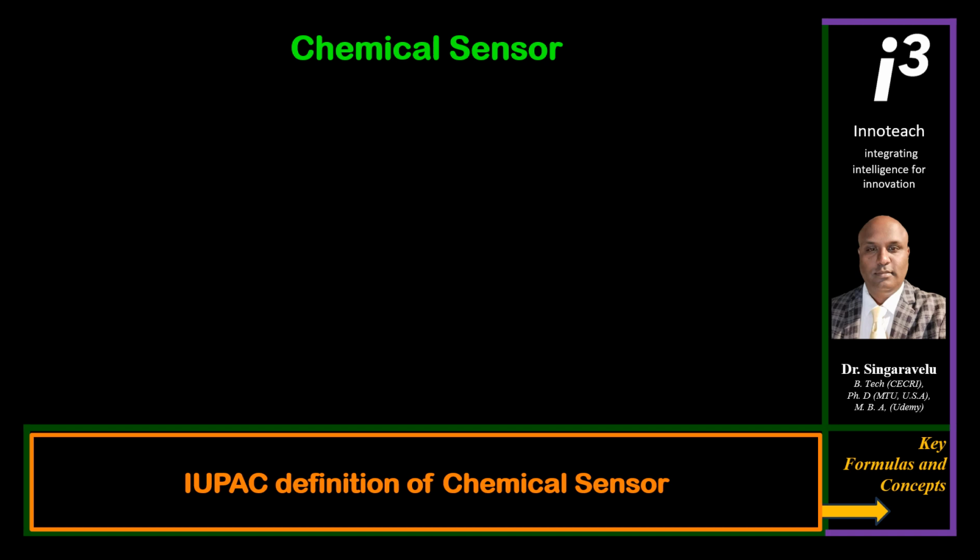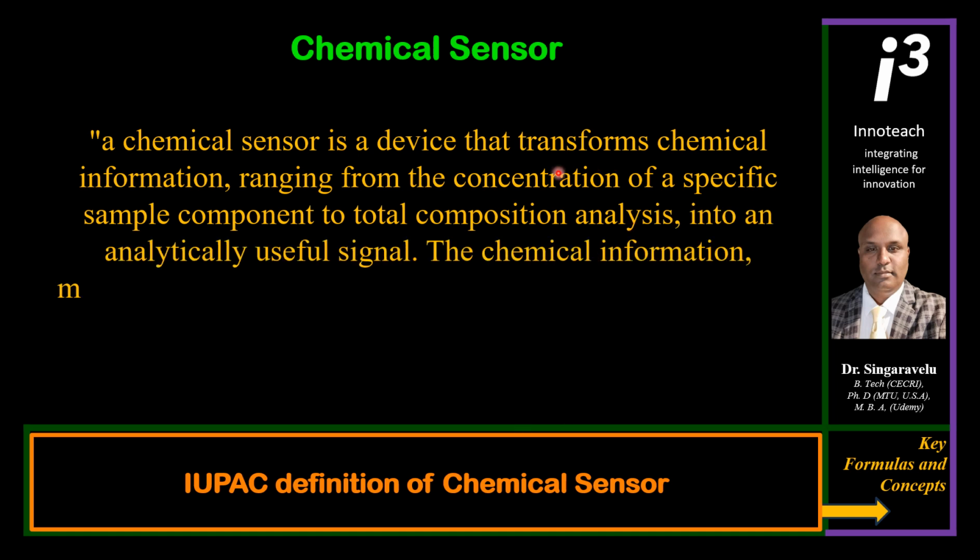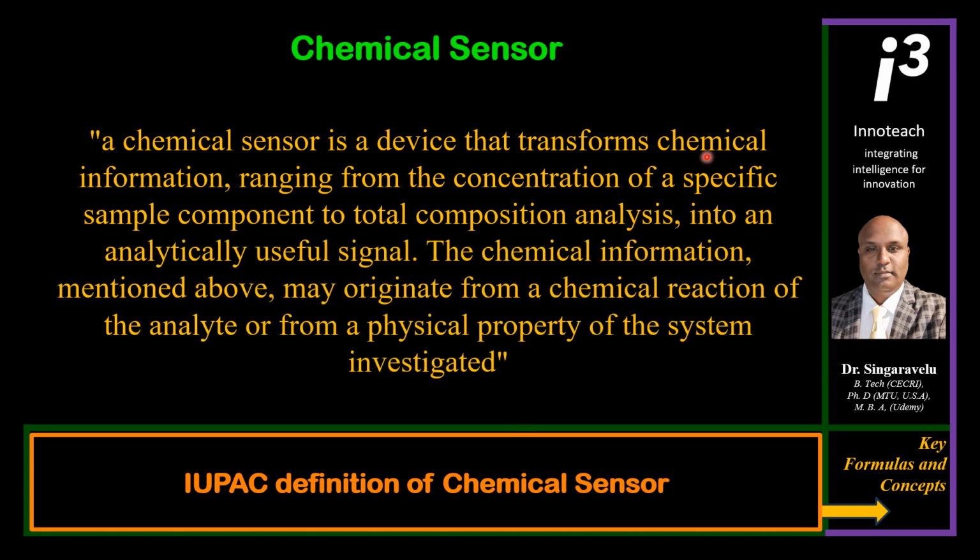But that definition is too broad, and when we are going to talk about a chemical sensor, what does the IUPAC, the International Union of Pure and Applied Chemistry, say? How does it define a chemical sensor? Here is the definition. It is a device that transforms chemical information, ranging from the concentration of a specific sample component to total composition analysis, into an analytically useful signal. Look at this phrase, analytically useful signal.